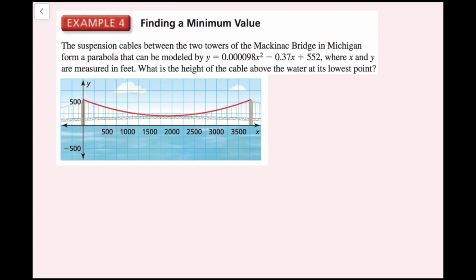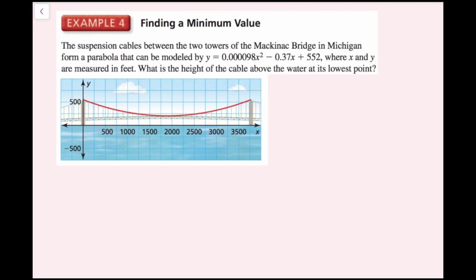For example 4, the suspension cables between the two towers of the Mackinac Bridge in Michigan form a parabola that can be modeled by y equals 0.000098x squared minus 0.37x plus 552, where x and y are measured in feet. What is the height of the cable above the water at its lowest point?